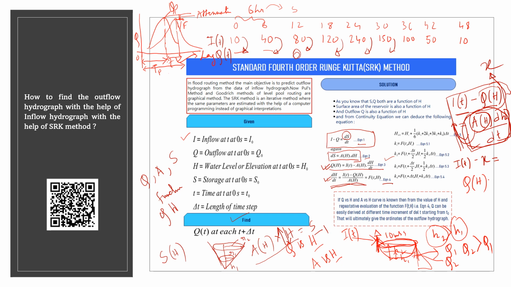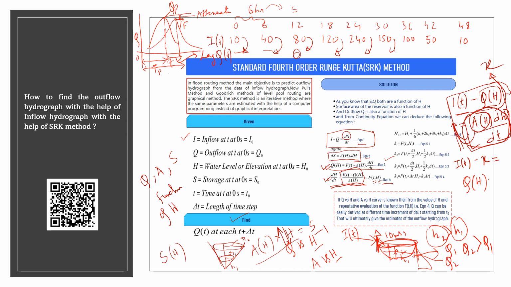So what does this equation state? It states that the change in water elevation with respect to time is equal to the inflow, which is a function of time, minus the outflow, which is a function of height or elevation, divided by the surface area of the reservoir, which is also a function of elevation. That means this entire expression, this RHS, is a function of time T and water elevation H.